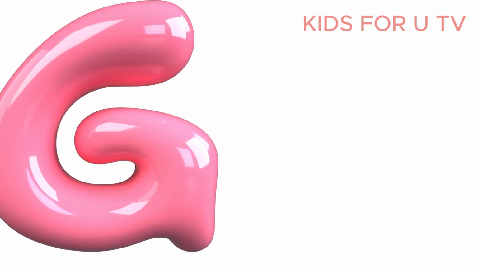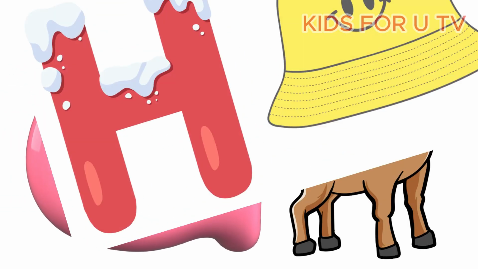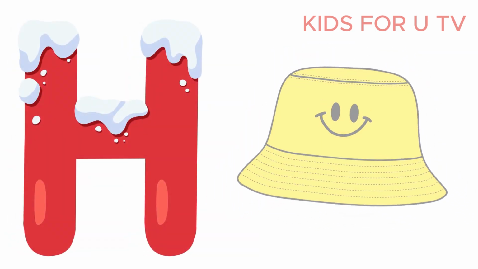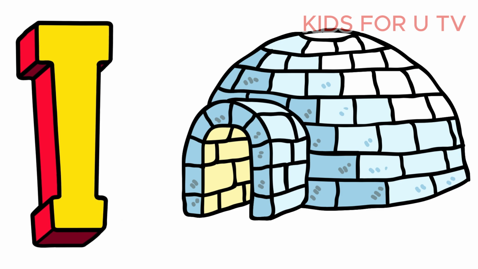G is for goat. Goat. G is for goat. Goat. H is for hat. H is for hat. H is for hat. I is for igloo. I is for igloo.